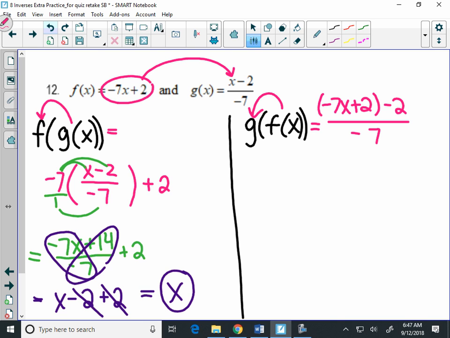Now you cannot cross things off. You are not allowed, again, to just cancel off those negative 7's.